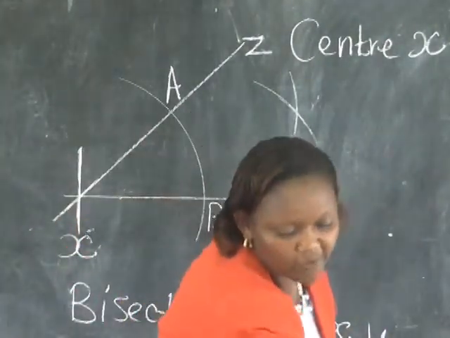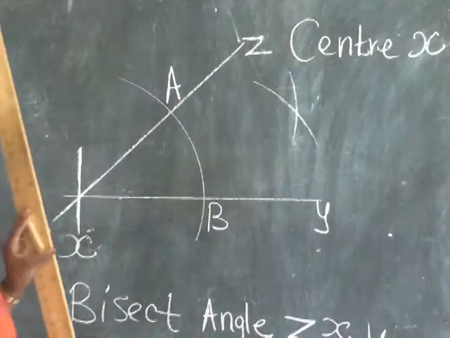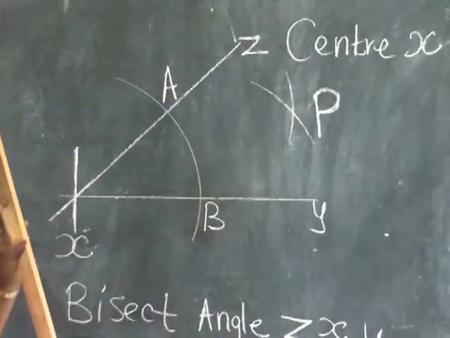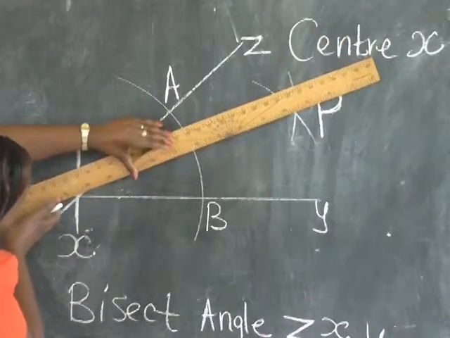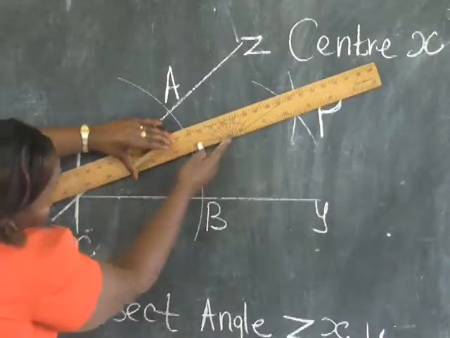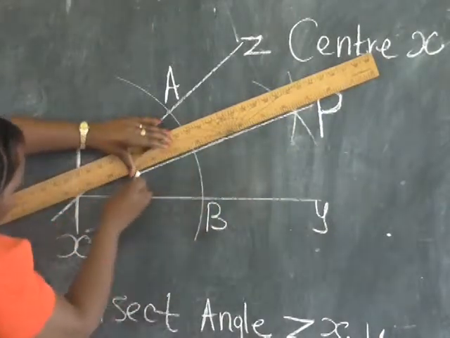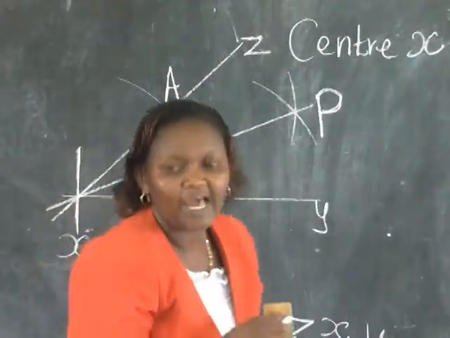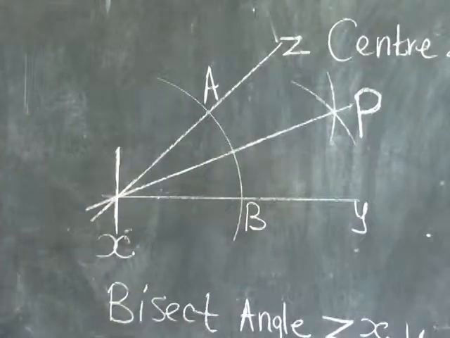Using your 15 centimeter ruler, take it and draw a straight line. We are going to name our arc as P. Have you written that? Good. Now take your ruler and draw a straight line. Make sure that your center is, we said our center is X. Draw a straight line there. Have you done that? Good. Now, I hope that everybody has gotten what I have on the blackboard. Have you done that? Good.